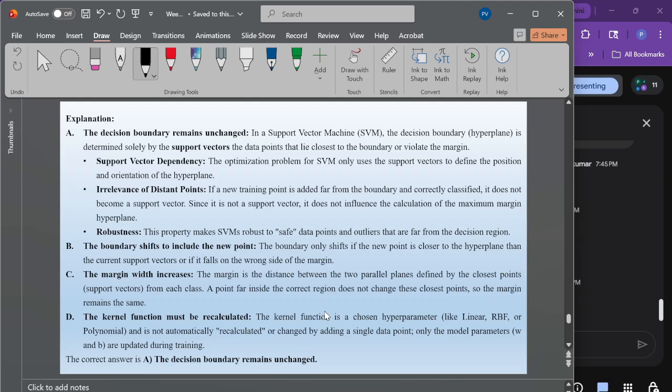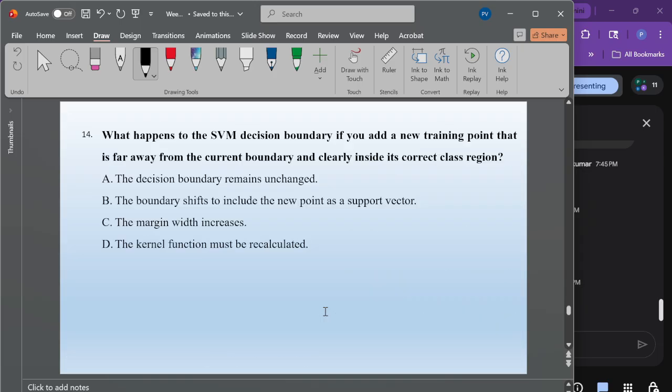And the kernel function must be recalculated. The kernel function is a choice of hyperparameter, like linear, RBF or polynomial, and is not automatically recalculated or changed by a single data point. Only the model parameters are updated during training. So the correct answer is option A, that is the boundary remains unchanged. Option A is the correct answer for this question.